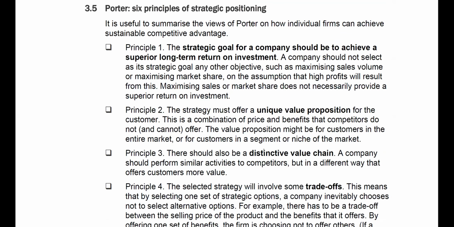Now, to position yourself strategically, how do you get to it? We look at how individual firms can achieve what? Sustainable competitive advantage. There are 6 principles. This has appeared in your exam 3 times. There's a potential it can appear again, right? And sometimes they can only ask you to suggest some of the principles. Do you understand?